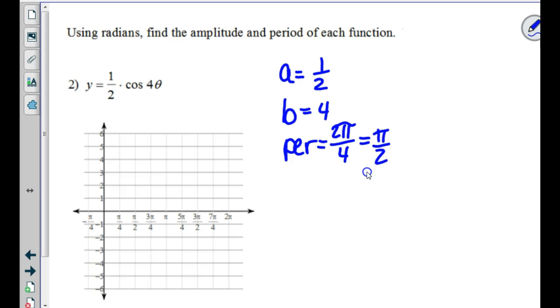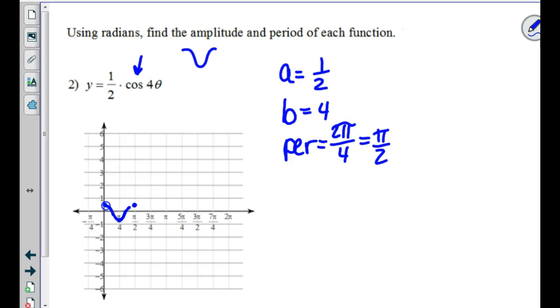Are you all right with where that came from, Kelsey? Okay. So it's supposed to finish the whole cycle by pi over 2. It's a cosine graph, so it should start at its maximum. What is the max and min for this question, guys? Yeah, there's no vertical shift, so it's 1/2. It would start at 1/2 and finish the whole thing by pi over 2. So at pi over 4, it should be where? At the minimum, yeah, which was negative 1/2.